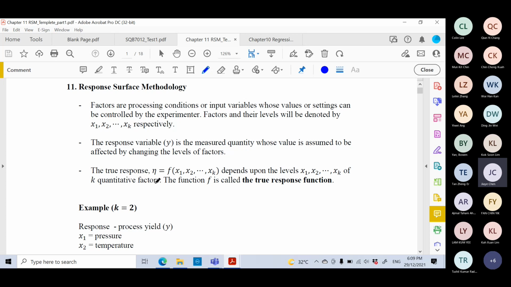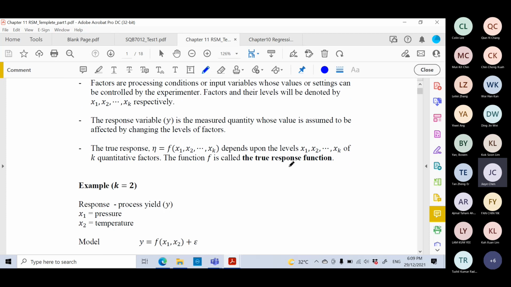quantitative factors. So we have a response here. Later on, on the following page, I will show you the response surface. The function is called the true response function. So we have the following function, and then we want to see what the function looks like. But of course, I do not expect you to draw out the function.